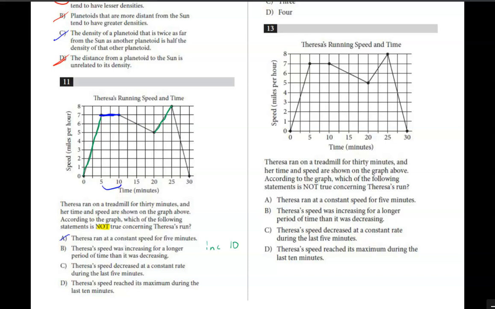Now let's look at decreasing. So we decreased from 10 to 20, and then we decreased from 25 to 30. So 10 minutes and 5 minutes. So we decreased 15 minutes. So that's false. That's not true. Correct answer is B. Let's just check the other two. Teresa's speed decreased constantly for the last 5 minutes. And Teresa's speed reached its maximum during the last 10 minutes. So both of those are correct.